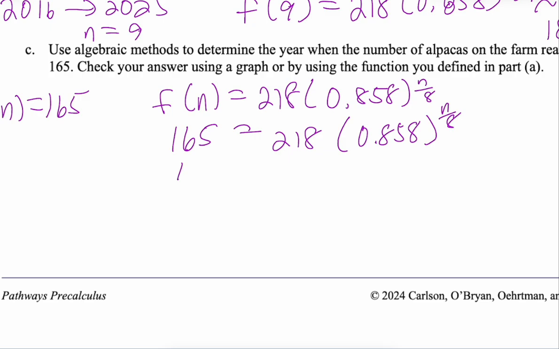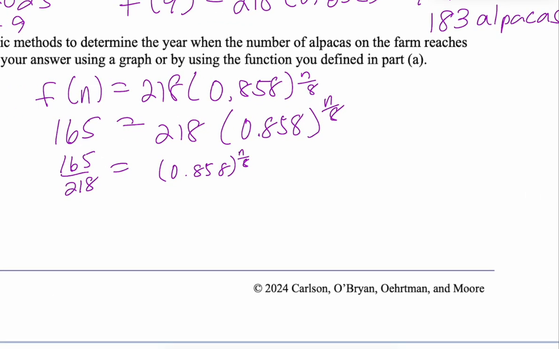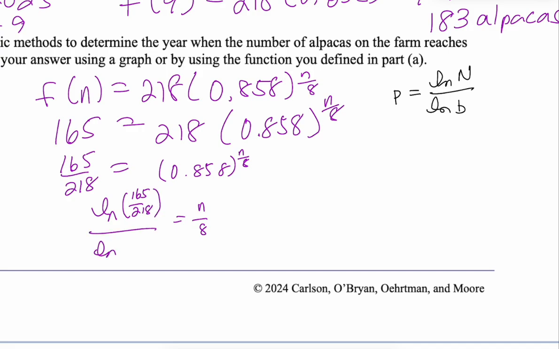Again, we have to divide off that 218. That's always the first step. You always end up dividing by your initial value, so get used to that. Now we can use our change of base formula, which I'll write over here. Remember that the power is always the natural log of the number over the natural log of our base. So in this case, the power, n over 8, is the natural log of that 165 over 218, our result, divided by the natural log of the base.